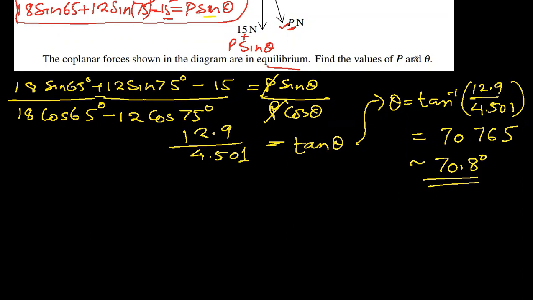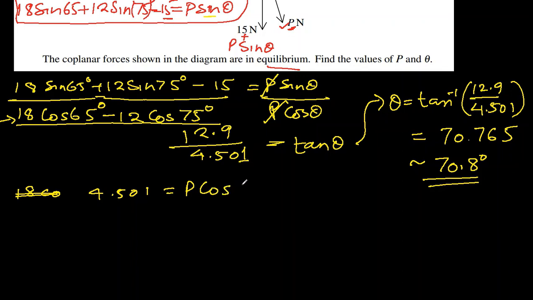Okay, second part is to find P. So I can use any of the two equations. Let me use the equation that I made the denominator. So 18 cos, I got the value right. I got 4.501, which was the denominator. It was equal to P cos theta, and theta is now 70.765. That's what I will write so that I get closest possible value.